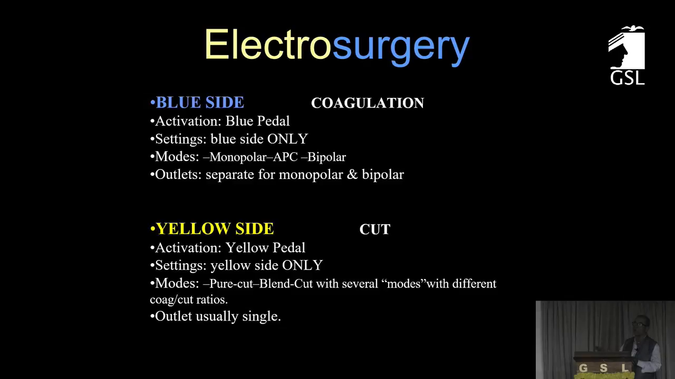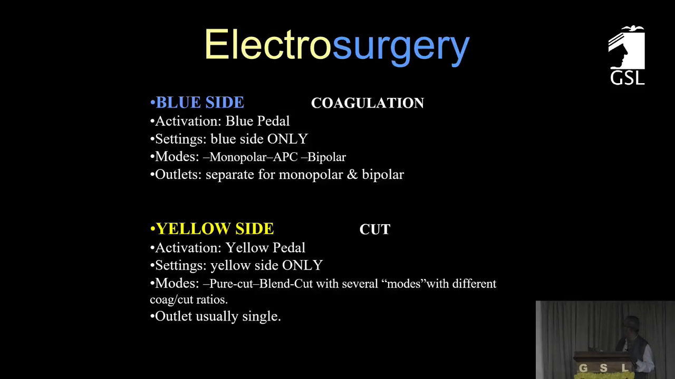So in the machine we have two sides, you have all seen, one is the blue side and the other is the yellow side. The blue side is the coagulation. Activation, you must remember, is by the blue pedal. Settings are in the blue side only. Modes are monopolar, APC or bipolar, and outlets are separate for monopolar and bipolar. The yellow side is always a cut. Activation is by the yellow pedal. Settings, yellow side only. Modes are pure cut, blend cut, with several modes with different coagulation cut ratios, and the outlet is usually single.